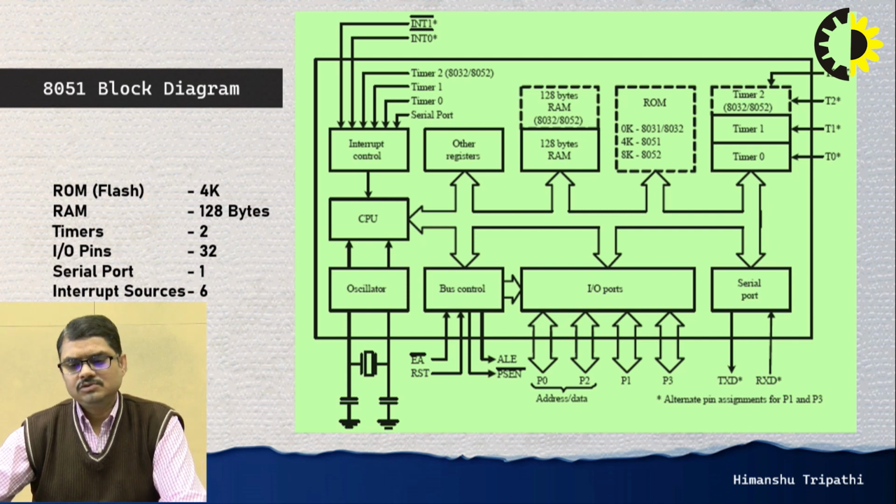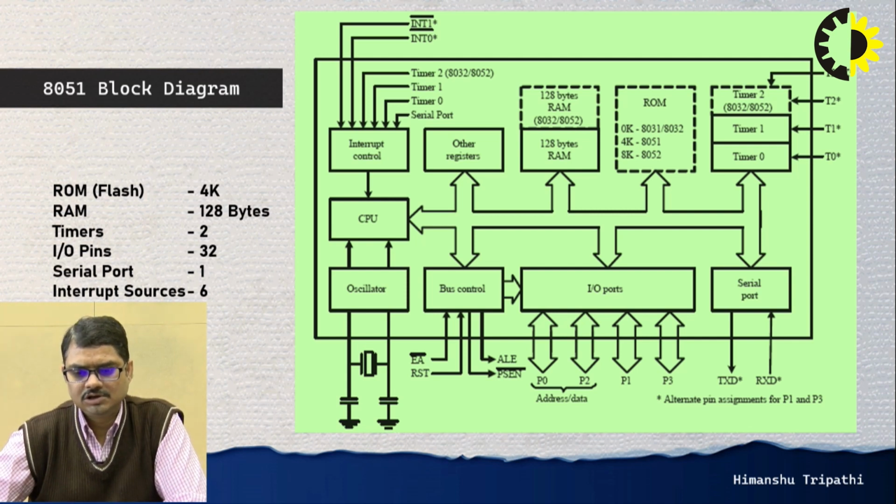Also, I would like to draw your attention to the ROM section. In the ROM section, if we are using the 8031 or 8032 microcontroller, these microcontrollers do not have any on-chip program memory. So if we are planning to use this microcontroller in our application, then we need to interface program memory externally with this microcontroller.